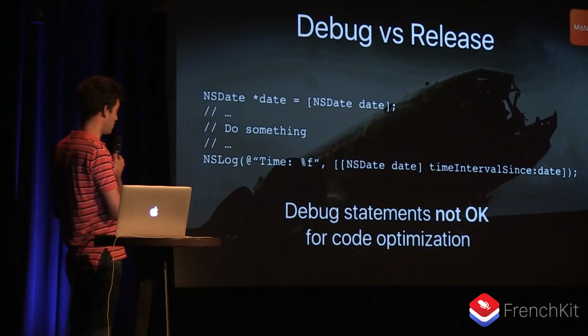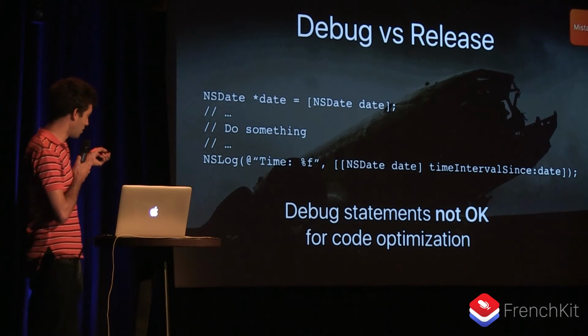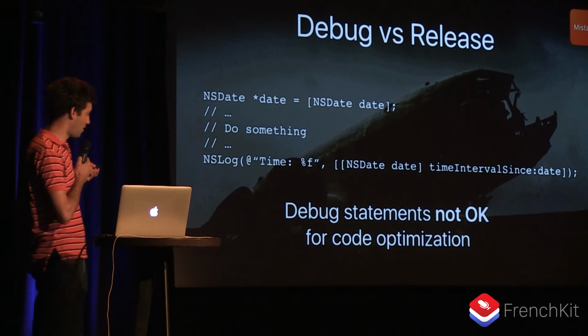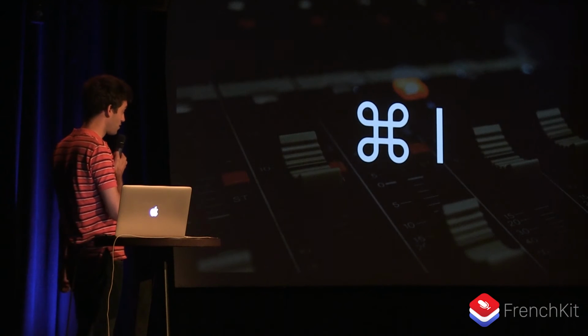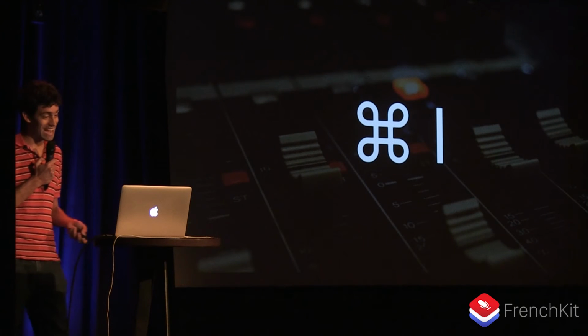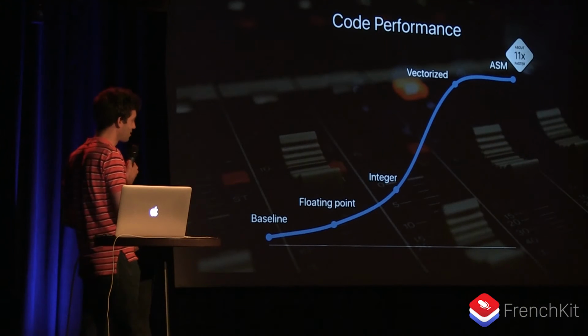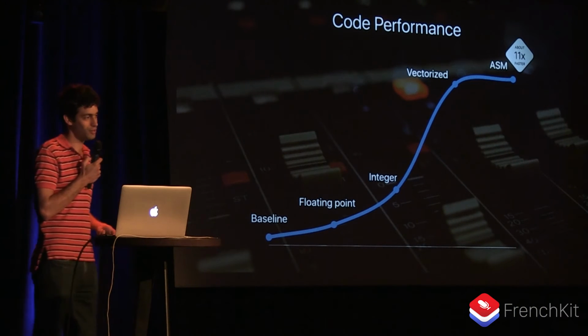So that's one lesson. First is, if you want to profile something, don't use debug statements like that. You have to use Instruments, and the shortcut is Command I. So that's how it actually looks when you profile it. It's the same time as the vectorized version.